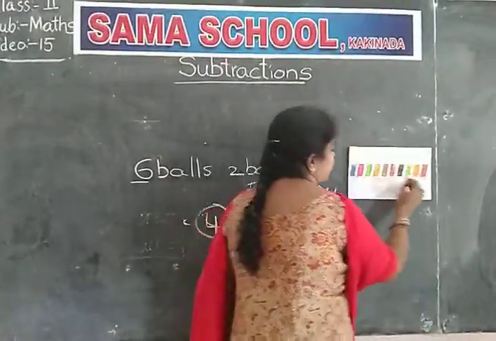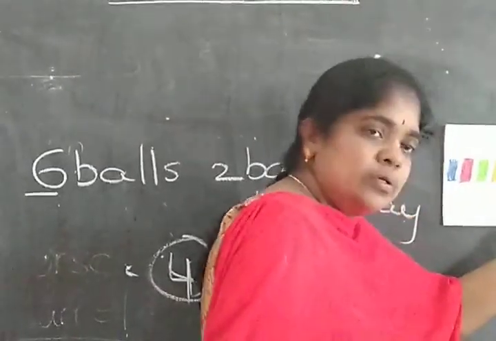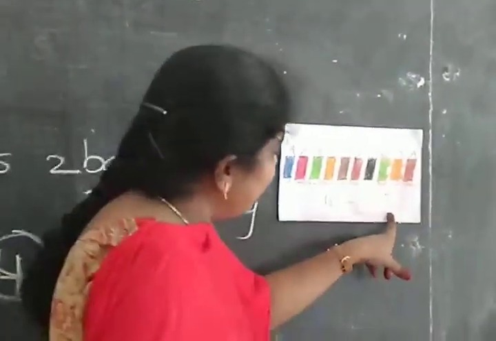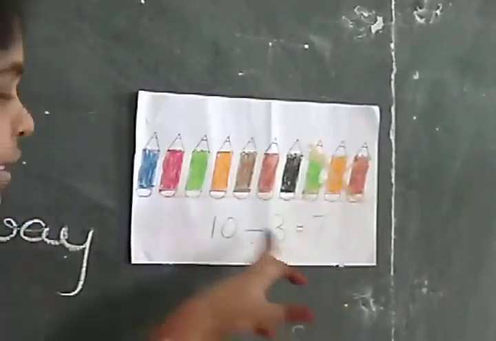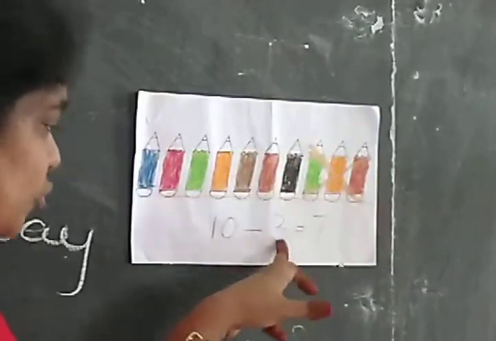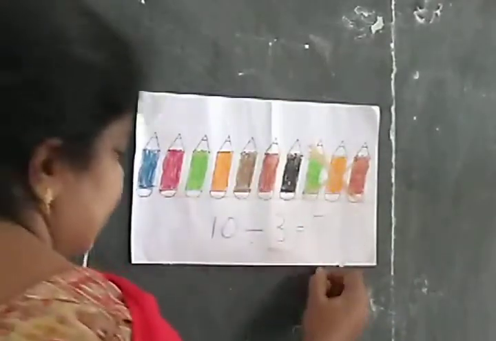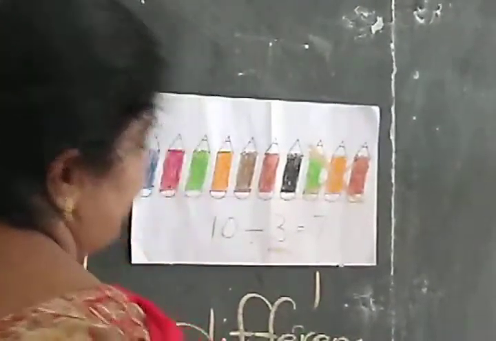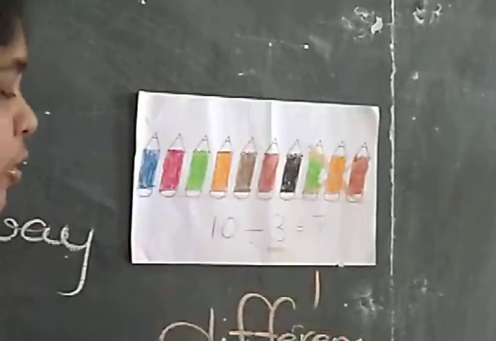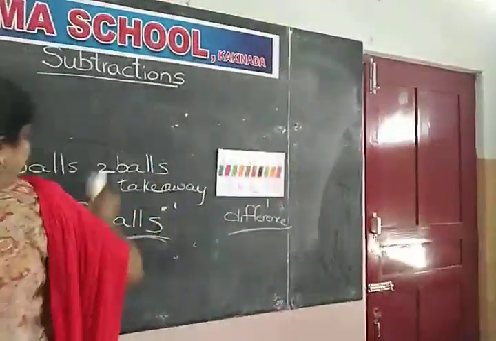See, number of color pens, crayons, 10. You gave 3 to your friend. 7 are left. 1, 2, 3, 4, 5, 6, 7. This we read as 10 minus 3 equals 7. 7 is the answer. This answer is called the difference. To find the difference, we use subtraction.